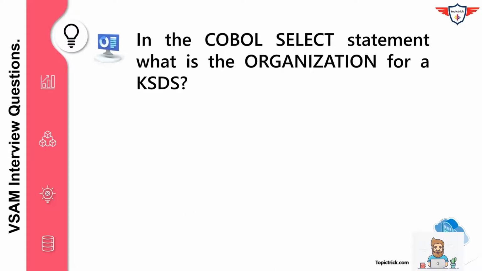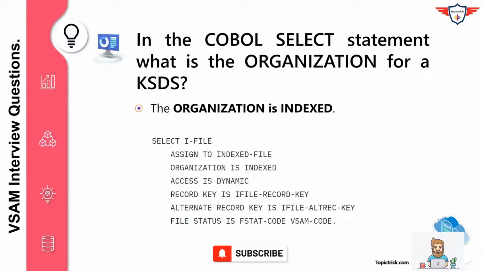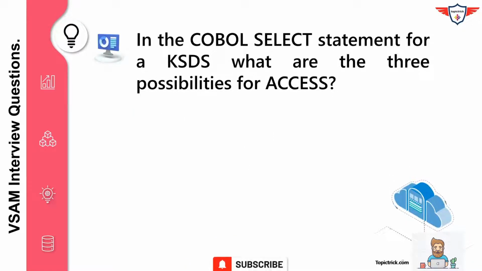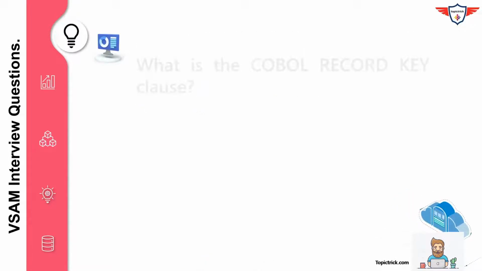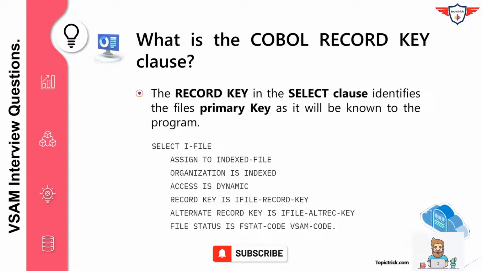In the COBOL select statement, what is the organization for a KSDS? In the COBOL program, the organization is indexed. In the COBOL select statement for a KSDS, what are the 3 possibilities for access? In the COBOL program, access can be sequential, random, or dynamic. What is the COBOL record key clause? The record key in the select clause identifies the file's primary key, as it will be known to the program.